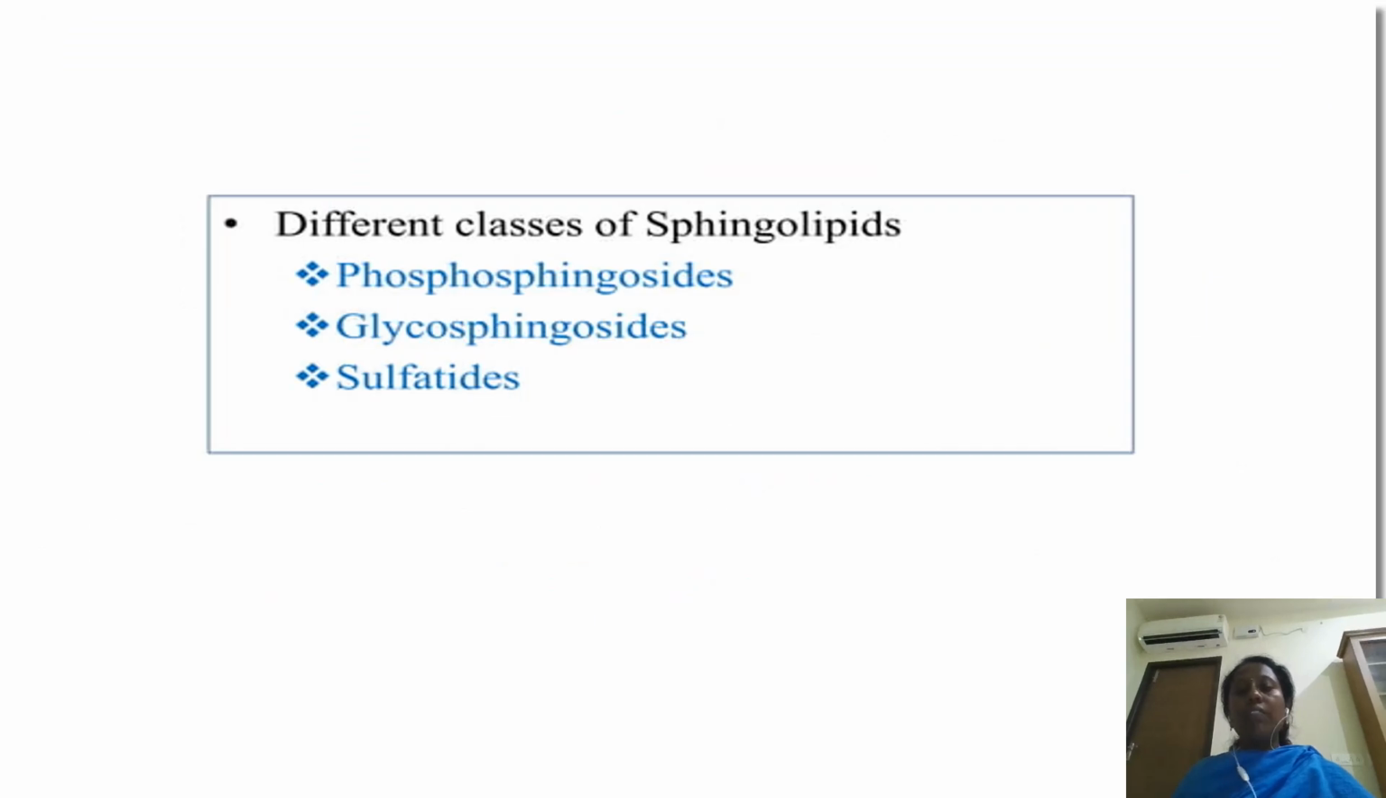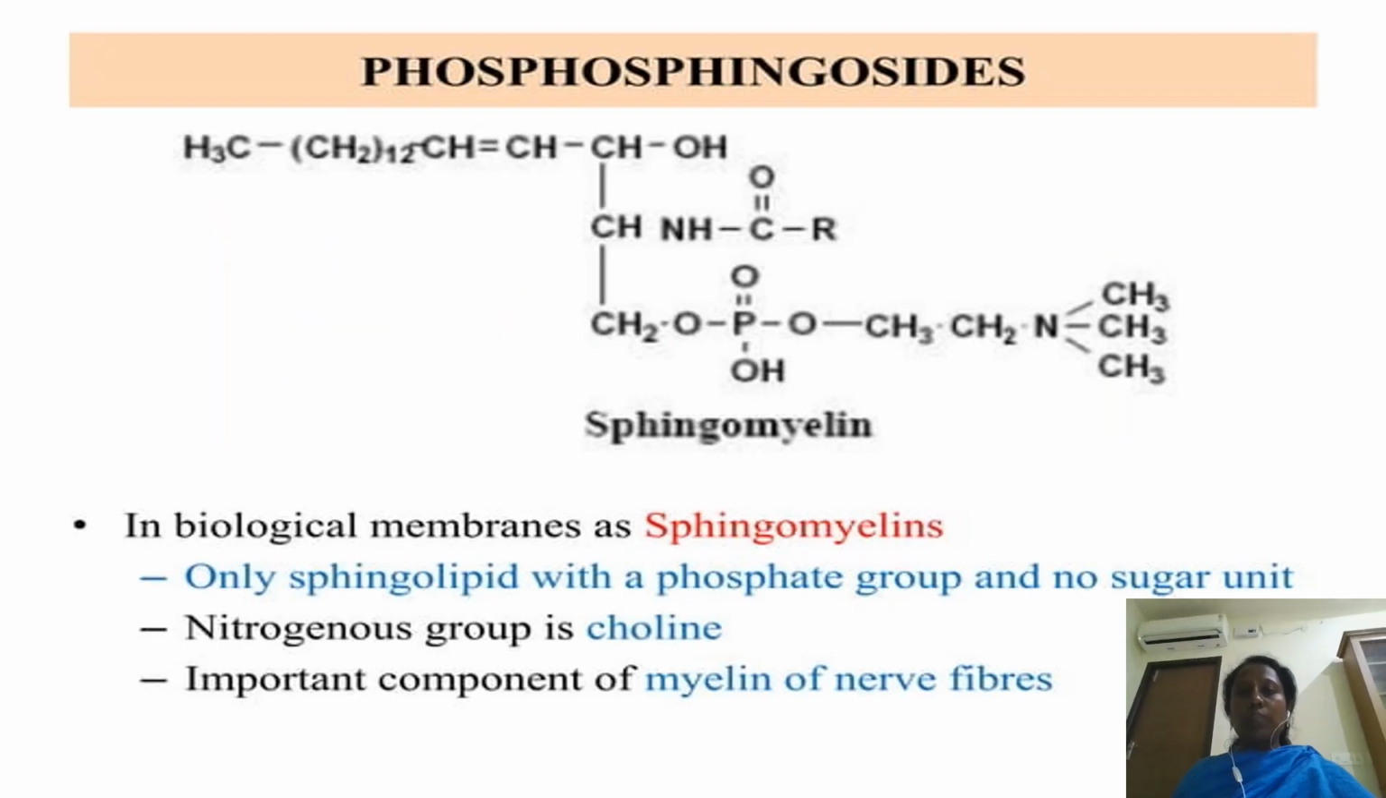We have different classes of sphingolipids: phosphosphingosides, glycosphingosides, and sulfatides. From that, phosphosphingoside is found in the biological membrane as sphingomyelin. It is the only sphingolipid with a phosphate group and no sugar unit attached. So you have a phosphate group attached over here.